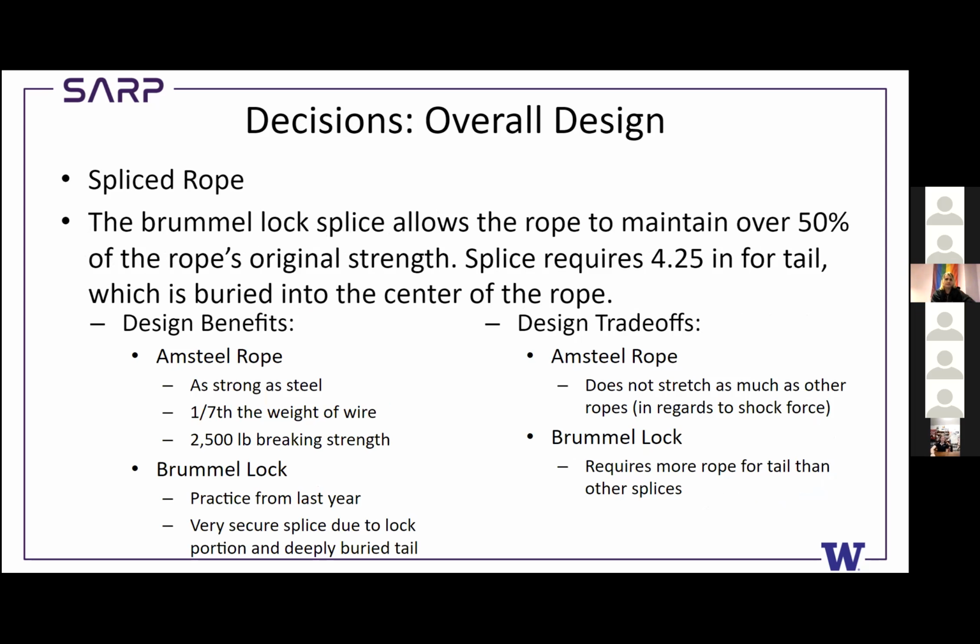As for the interfacing for the rigging, we're going to use the Brummel lock splice, which allows rope to maintain over 50% of its integrity instead of using quick links. This spliced rope allows it to be lighter, saving us the entire weight of the quick link, since that just doesn't have to be used. And then the benefits of this is we started working on this last year, so we have some experience doing this. However, we will be looking into other methods of doing this as well. Next slide, please.